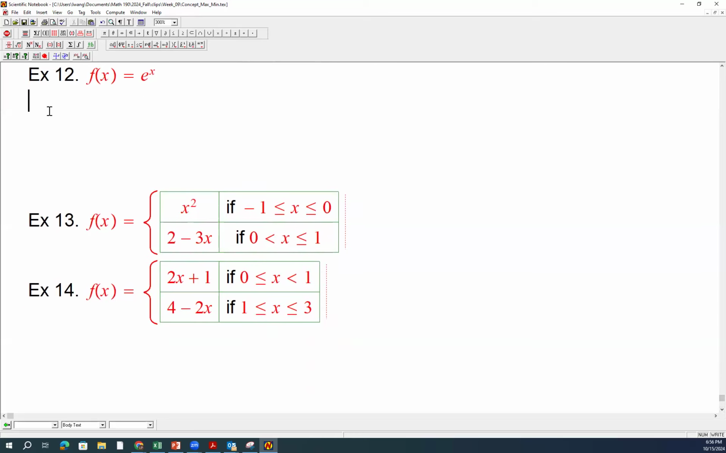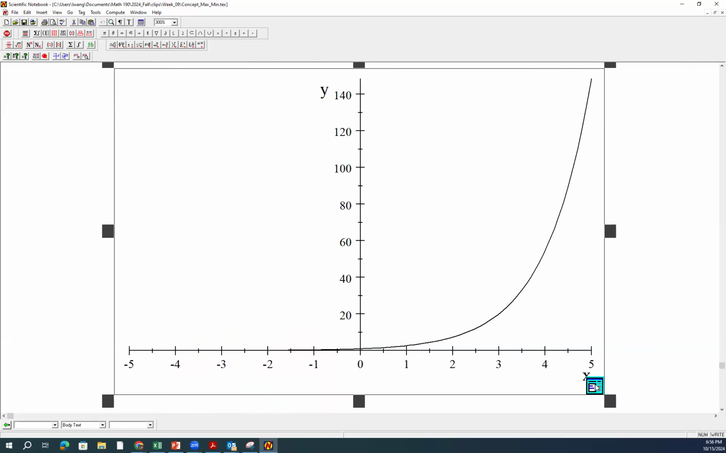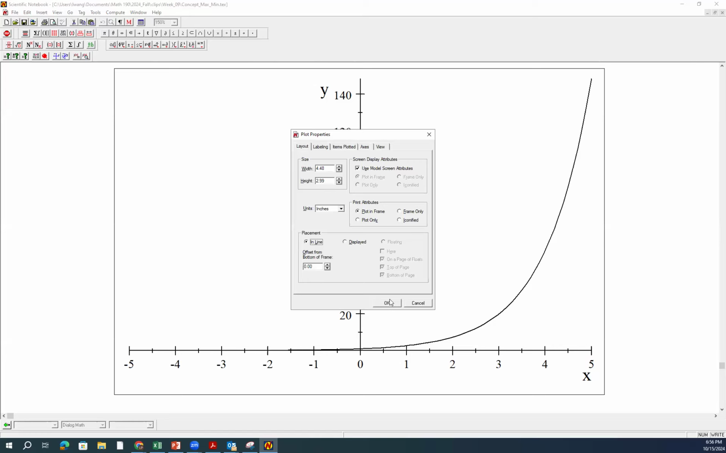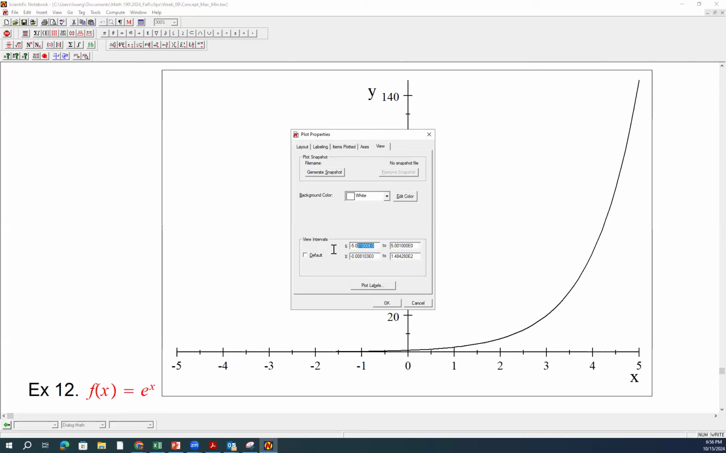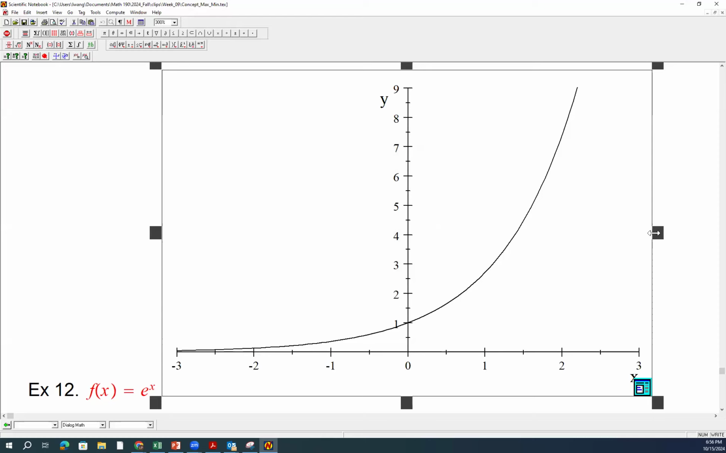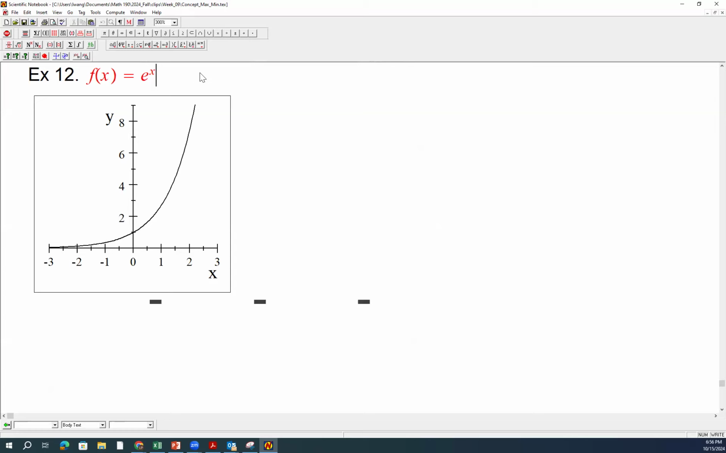This is the function that I want you guys to be so familiar with. And this is how the curve looks like. The curve will never touch the x-axis. The entire curve is above the x-axis. It's just like 2 to the power x or 3 to the power x, right? So the domain, of course, is all real numbers.